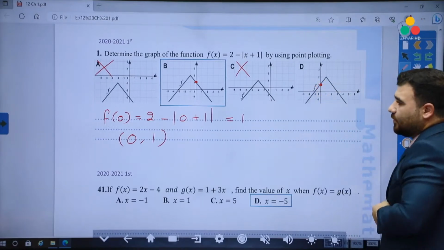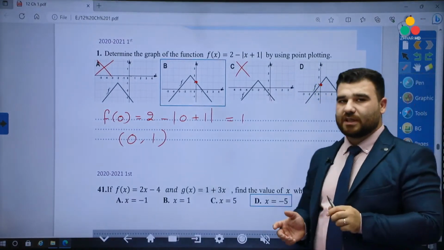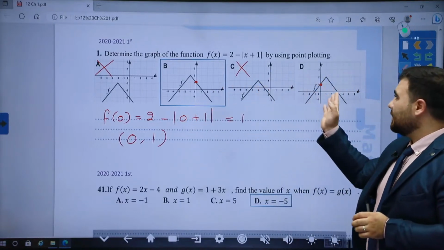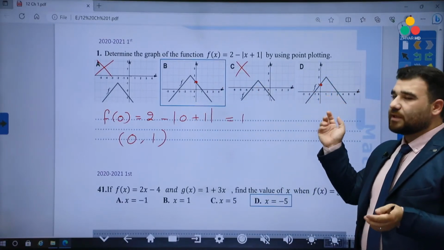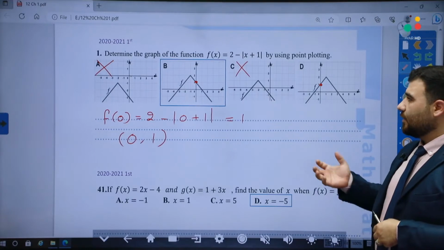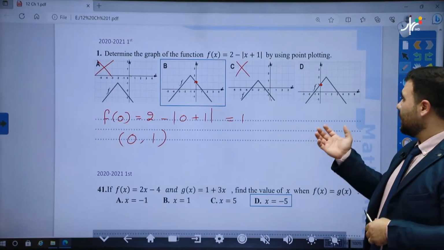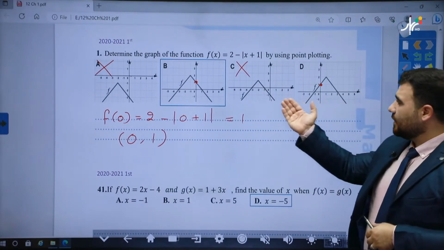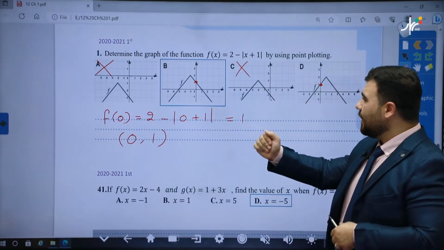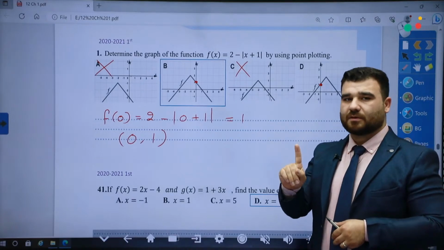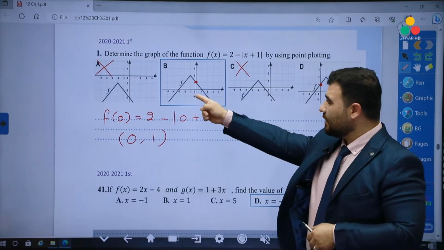It does have the point (0, 1). Now the competition is between B and D to see which one is the correct answer for this graph. For this purpose, I'm going to choose another point. Looking at D and B, if I choose negative 1 in place of x, they both have a graph.